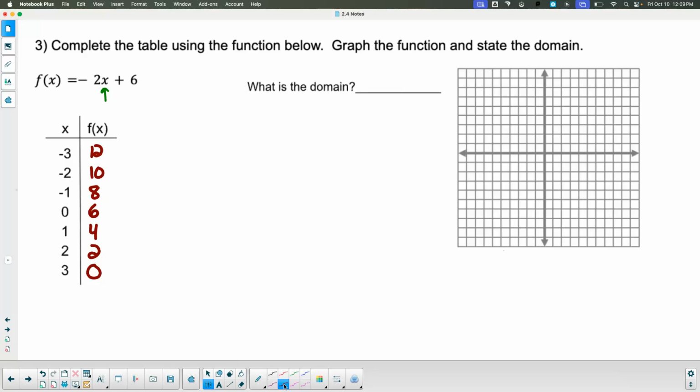Okay, so negative 2 would be at 10, which would be right there. Negative 1 would be at 8, 6, 4. Oops, now why am I off? Oh, I went off by 1 up there.